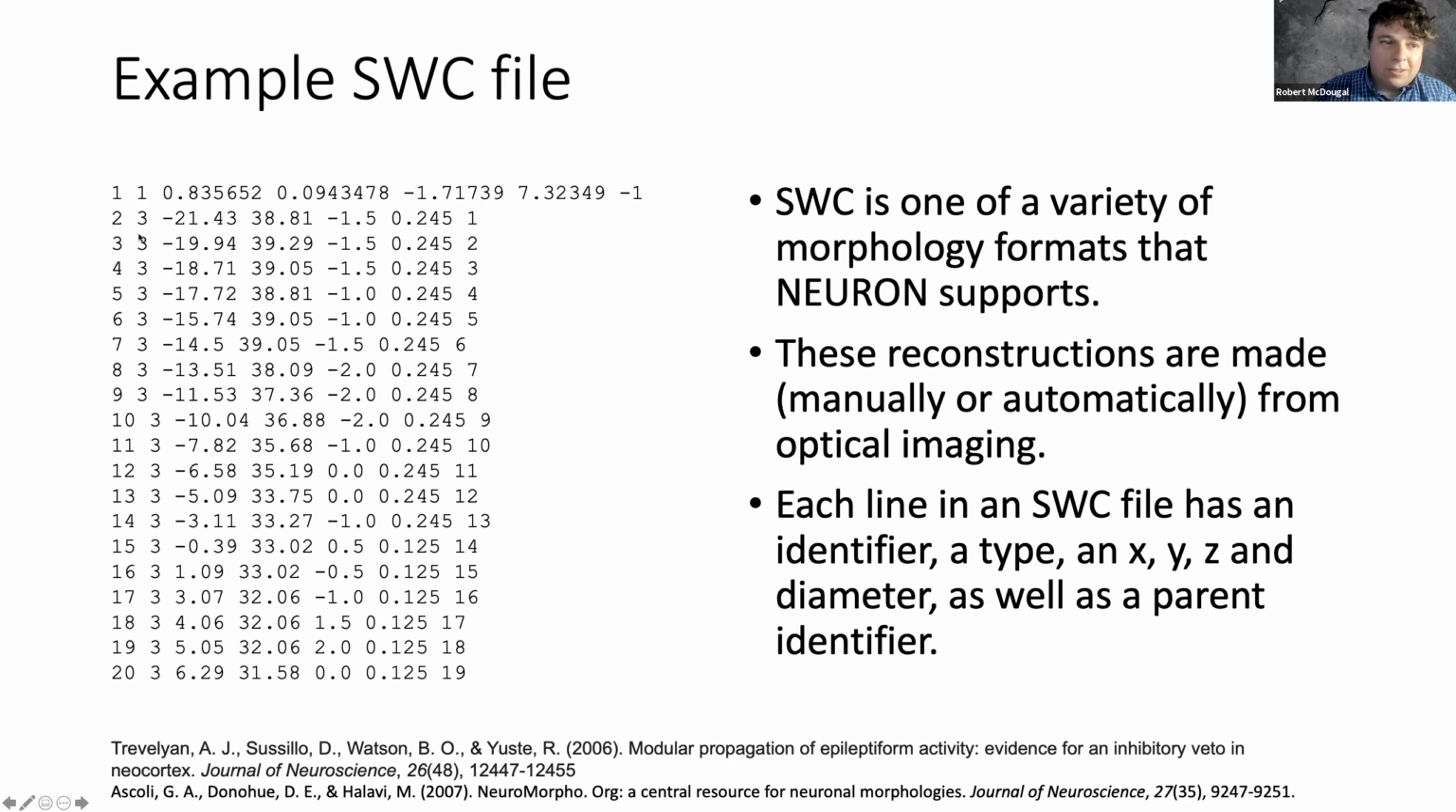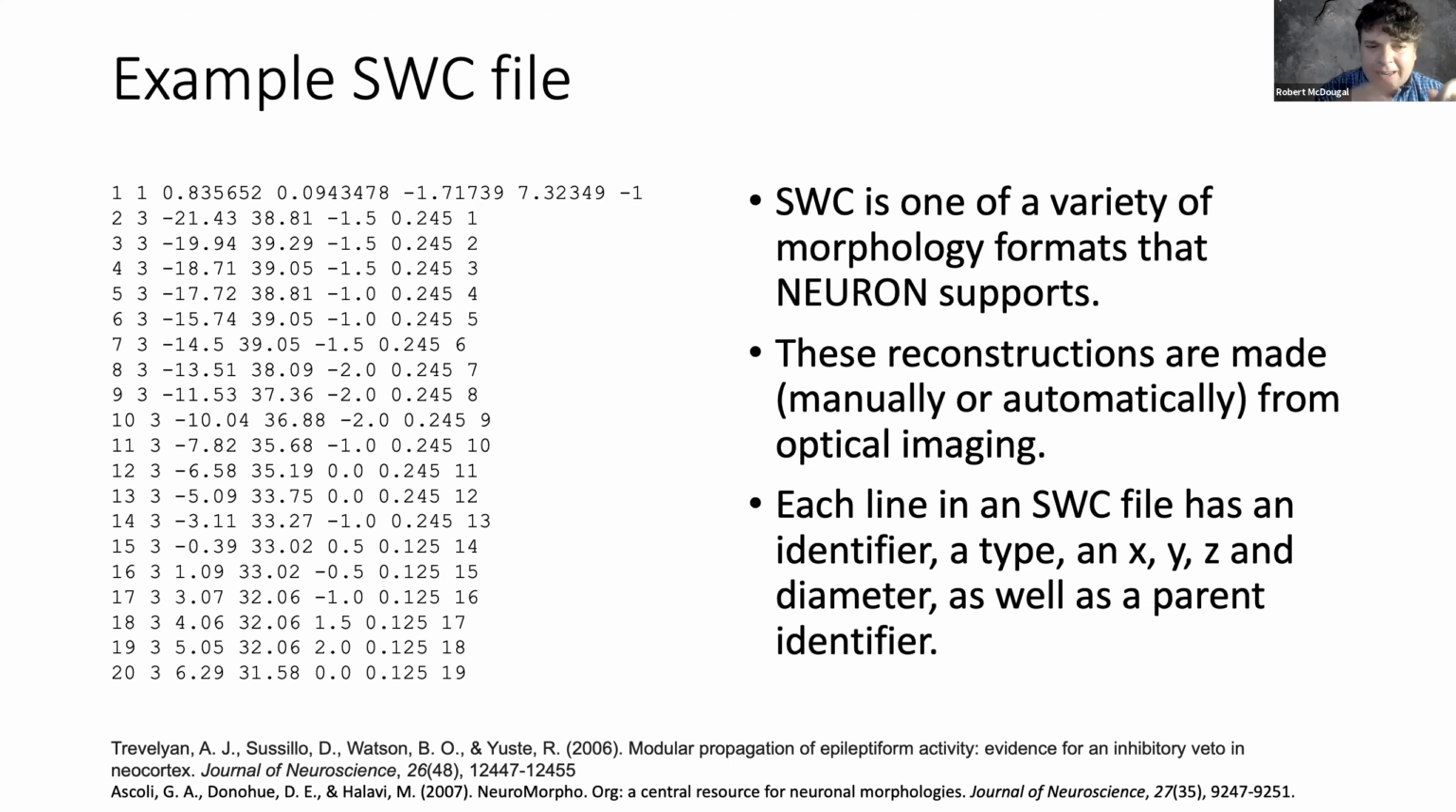So here, these formats have an identifier. These are just going increasing. A type. So this 1 indicates the soma. Type 3 indicates dendrite. Doesn't really matter. But an X, a Y, a Z, a diameter, and then information about what point this point is connected to. So the first one is the soma. It's not connected to anybody, but our first point of the dendrite is going to be attached to the soma. Our second point of the dendrite is attached to the first point of the dendrite, and so forth and so on. And so this is one common file format for representing morphologies.